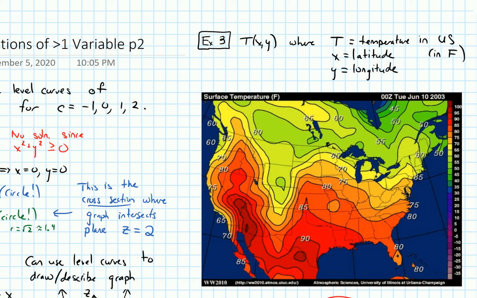in different regions. So for example, everywhere on this curve, as I trace along it, corresponds to a temperature of 70 degrees Fahrenheit. And everywhere on this curve corresponds to a temperature of 80. So everywhere between where 80 is and where 85 is, like in this region, and this region, this region, this region, is something between 80 and 85 degrees.